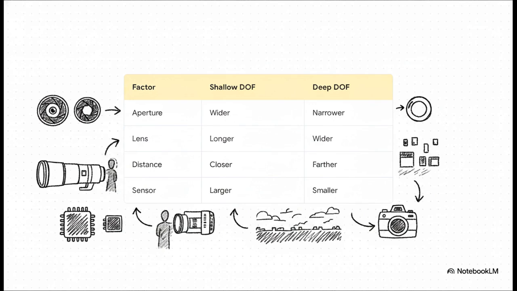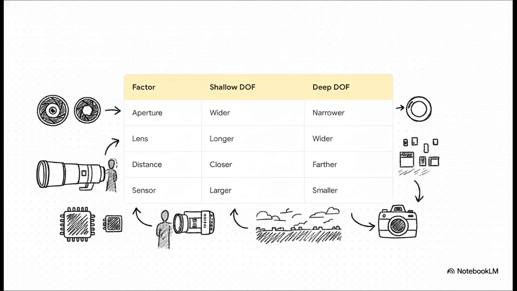A wider aperture, like an f1.8, gives you that shallow, blurry background, while a narrower aperture, like f11, keeps more of the image in focus. Second is your lens, specifically the focal length. Longer lenses compress the background and give you more blur, while wider lenses naturally keep more things sharp.